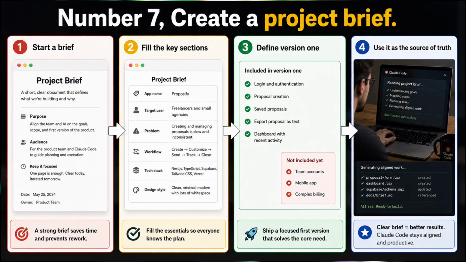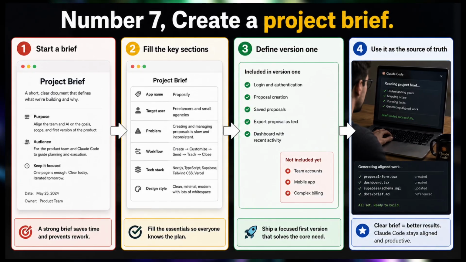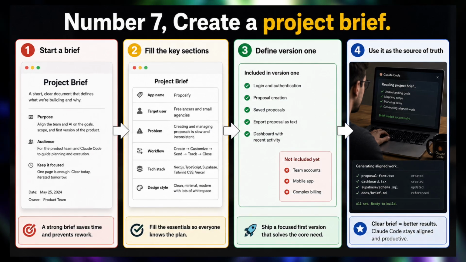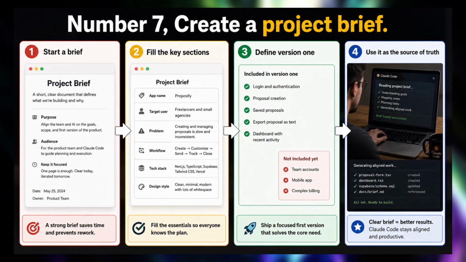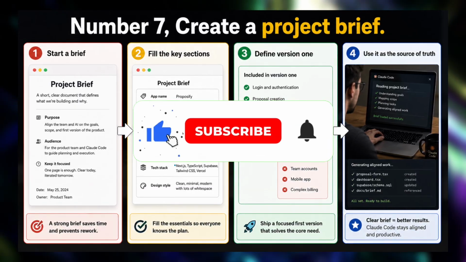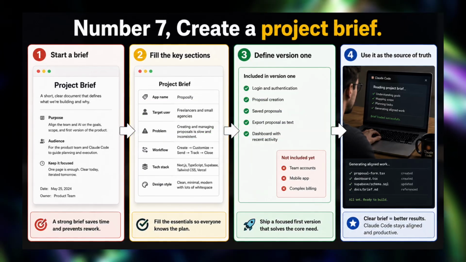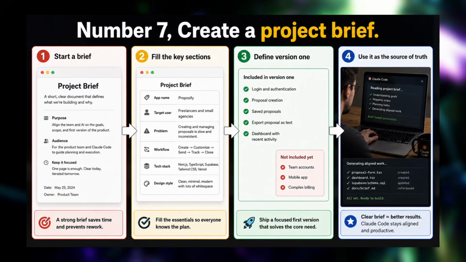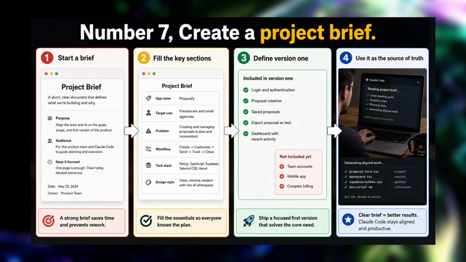Number 7. Create a project brief. Before writing code, create a short project brief. This brief tells Claude what you are building and what rules to follow. Include the app name, target user, main problem, main workflow, tech stack, design style, features included in version 1, features not included yet, and security rules. This document becomes the source of truth. Without it, Claude may guess, and those guesses can push the project in the wrong direction.